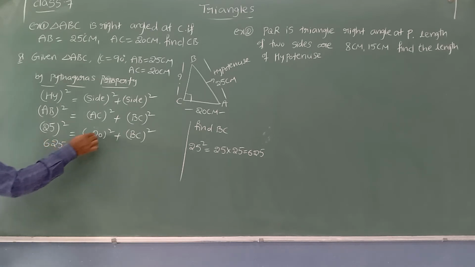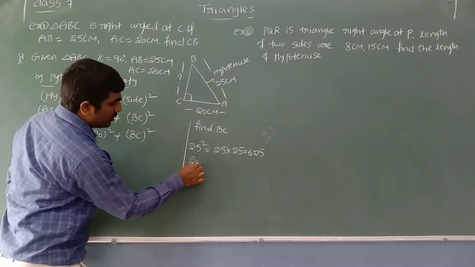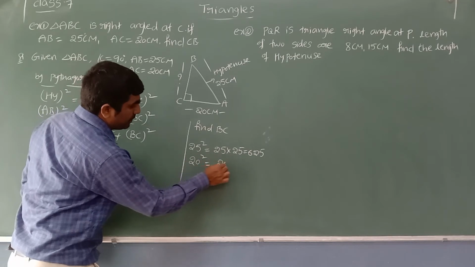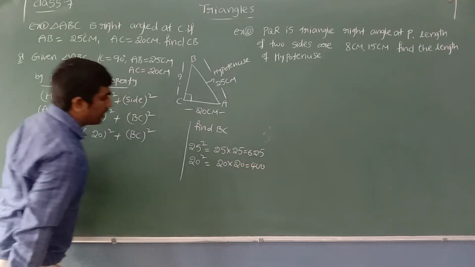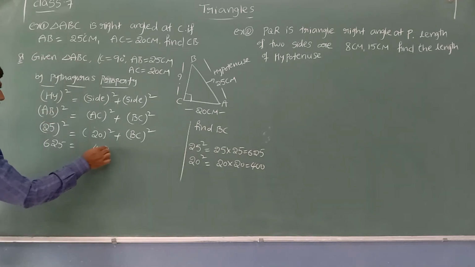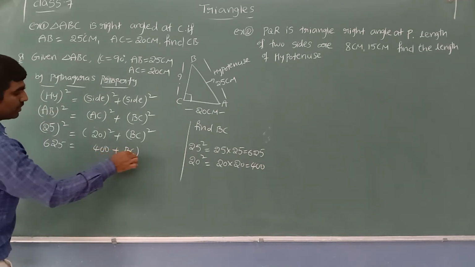Do the same thing here also, 20 square. Here also, power 2 means multiply the base 20 by itself 2 times. 2 twos are 4, and 2 zeros. So you can say 625 is equal to 400 plus BC square.